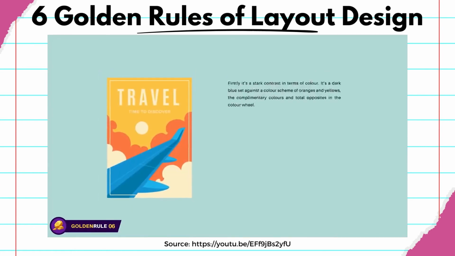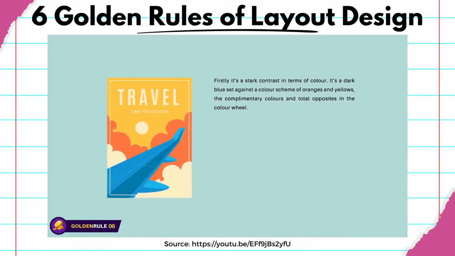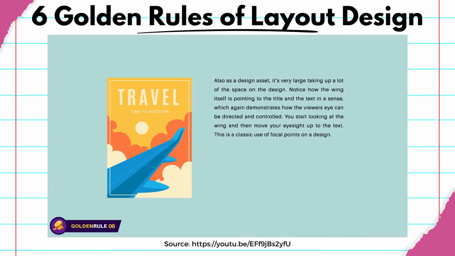And on this example here, what do you deem to be the main focal point of interest? Firstly, it's a stark contrast in terms of colour. It's a dark blue set against a colour scheme of oranges and yellows, which are the complementary colours and the total opposites in the colour wheel. Also, as a design asset, it's very large, taking up a lot of space on the design. And notice how the wing itself is pointing to the title and the text in a sense, which again demonstrates how the viewer's eye can be directed and controlled.